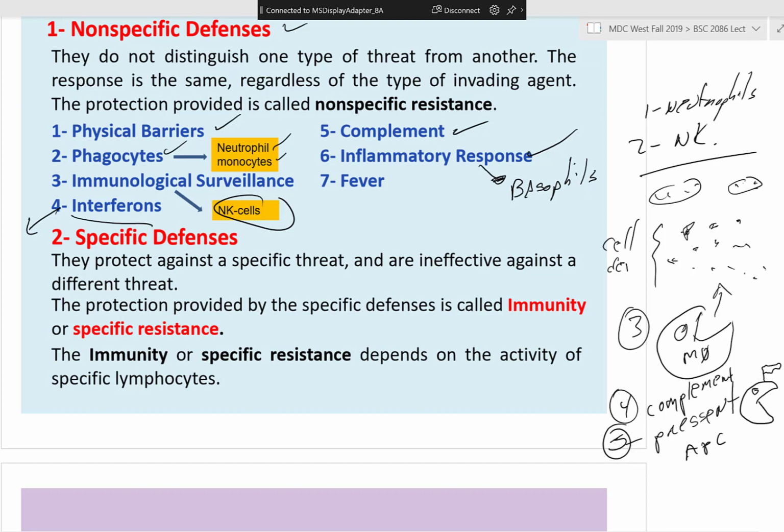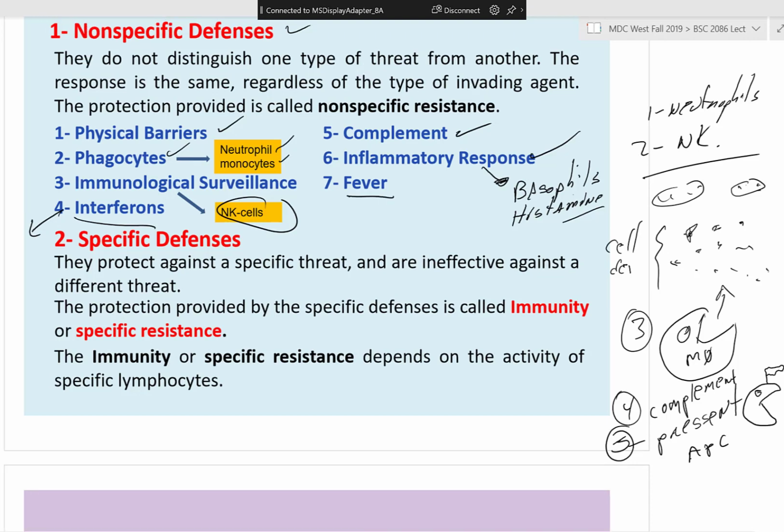Whenever you are presenting an antigen to a basophil, what happens? The basophil releases what? Basophils create and release histamine. What is histamine? It's an inflammatory response mediator. So whenever there's histamine, it produces a vasodilation, so there's more blood flow to that area.